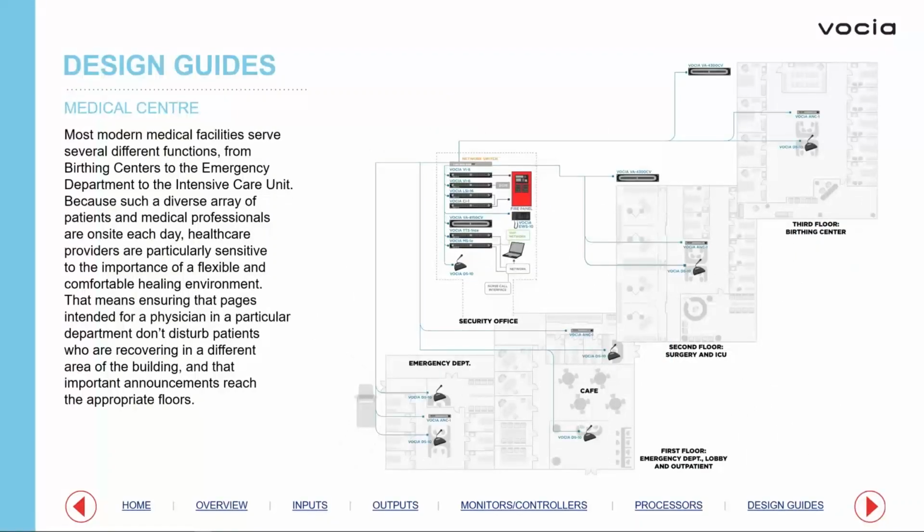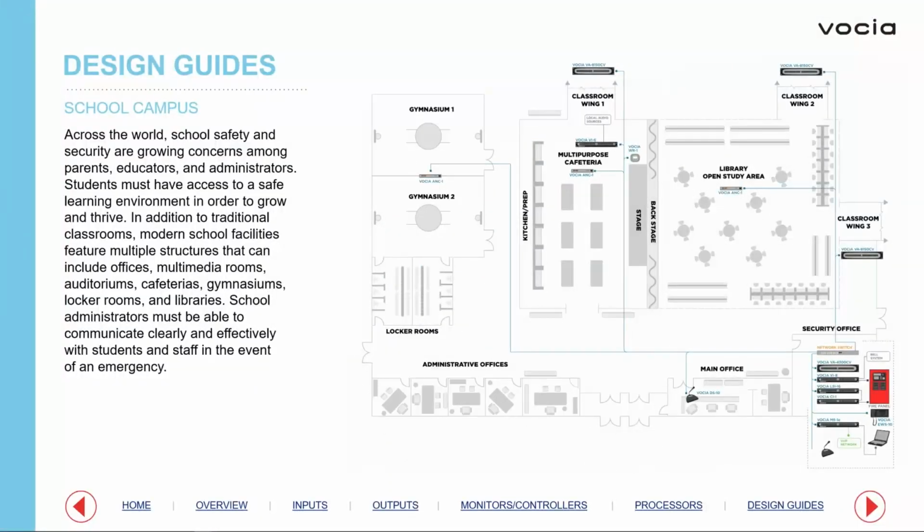Here's one that is a medical center. Here are some design guides with different types of common equipment that's used. When you get to the bottom of this in Cornerstone, it's going to give you a typical bill of material, what that might look like, and then a typical file from a programming standpoint of what the Vocia file would look like as a whole. And here's just another one, a school campus. So I've just put a few in here as a reference.